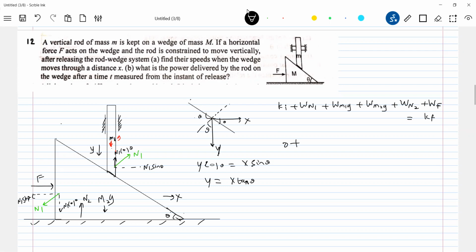So initial kinetic energy. Work done by normal contact: on the rod, it does negative work, N1 cos theta into Y. On the wedge, it does positive work, N1 sine theta into X. Why should N1 cos theta be negative work here?